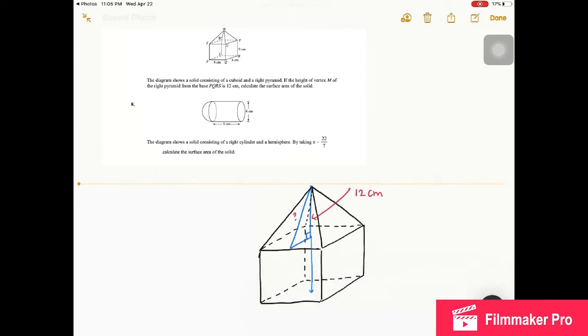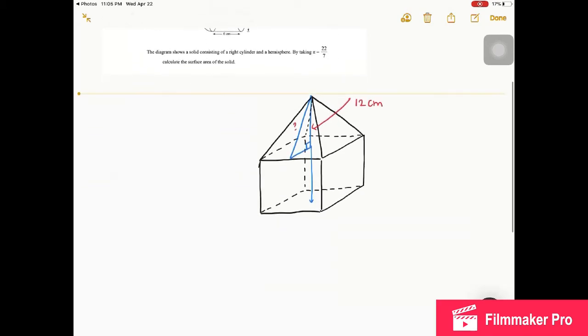So what we do is we find the surface areas one by one for the whole solid. First thing first, let's start with the pyramid. How to find the surface area of the pyramid? What you do is you add A plus B plus C plus D plus E.